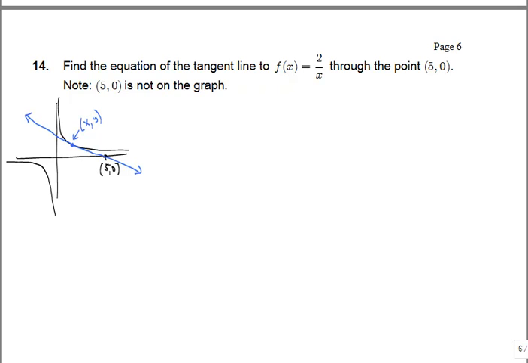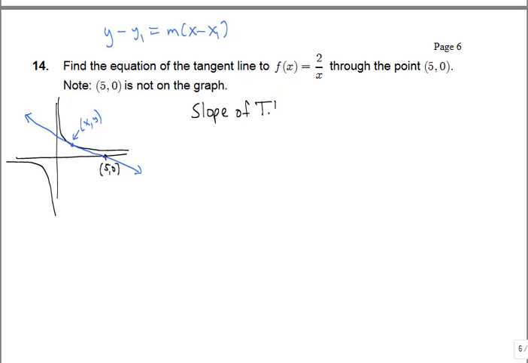Well, we know that to find the equation of any line, you need y minus y1 equals m times x minus x1. We know a point because (5, 0) is on this line. So we know an x1 and a y1. What we don't know is that m. So how can we come up with this slope of the tangent line? Well, we're going to do it in two different ways.